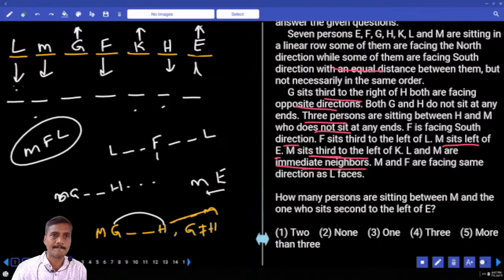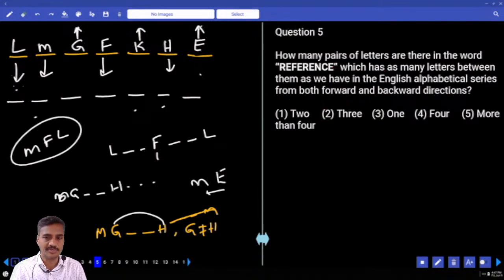Clear? Then this is the final arrangement we have, and the directions of all the persons were given or not? L, M, G, F, K, H and E. Now this is about question numbers 1 to 4. Then the fifth one, how many such pairs are there?